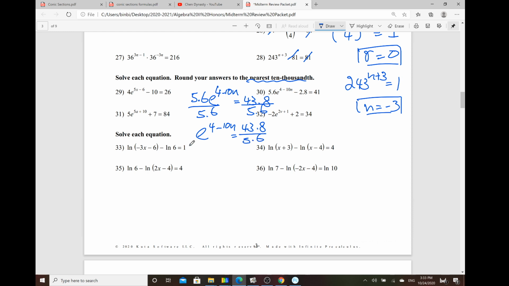And then for the rest of this, you want to take the natural log on both sides. Once you take the natural log on both sides, this turns out to be 4 minus 10n, so that equals the natural log of 43.8 over 5.6, the natural log of this quantity. And then from here, you want to isolate the variable.